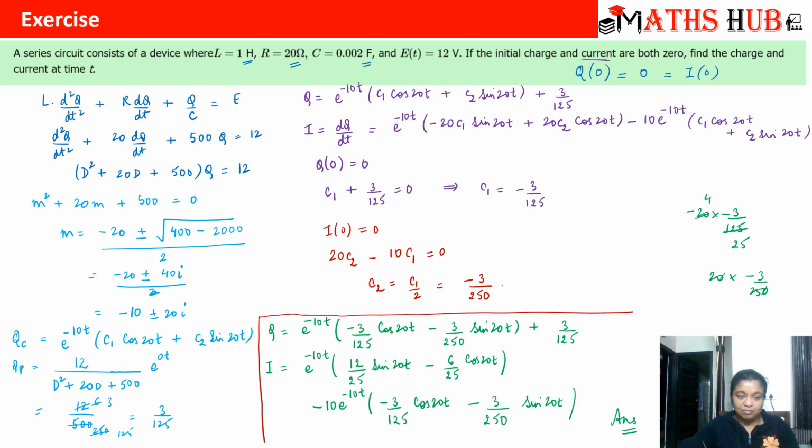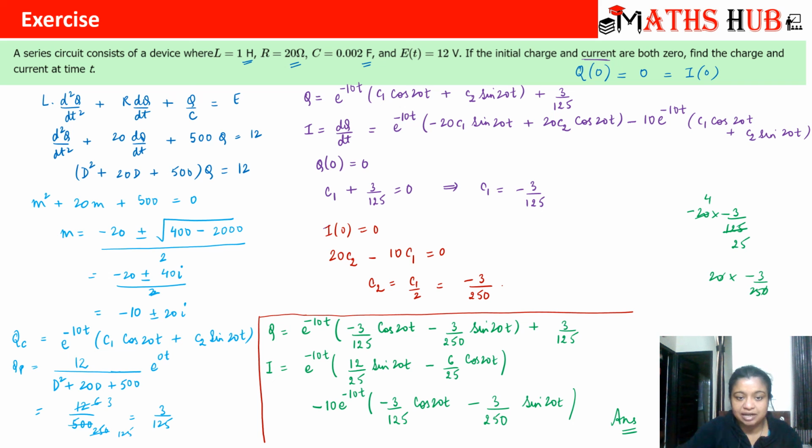So you can see how we model the equation. Then it reduced to a second order differential equation, either a homogeneous or a non-homogeneous form. And then using the same methods, we solve it. And then we take the help of I as dq by dt. We take the derivative, we put in the initial conditions, we solve for the constants, and then we finally get the answer, right? So I hope you have understood this question.